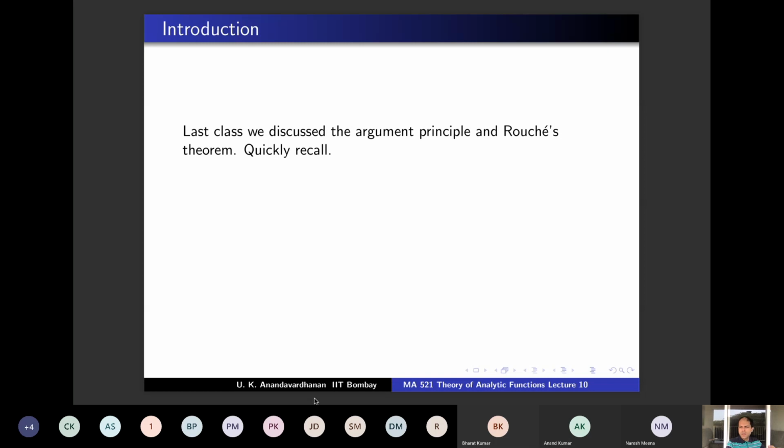If we don't assume that, the formula will have indices also, but let's assume this. Then we are saying that the number of zeros in the set of points where the index is 1 is given by this integral, or if it's a meromorphic function, the number of zeros minus the number of poles in the set where the index is 1 is given by this integral.